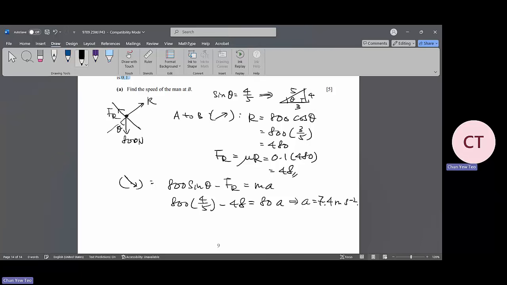meter per second square. So we use the SUVAT equations. So V square is equal to U square plus 2as. That means V square is equal to 0 square plus 2 multiply 7.4. The distance travelled is 5 meter. So therefore you get V is equal to the square root of 74. Or you can give me the answer in decimal, 8.60 meter per second. Done. This will be the answer for number 6A.